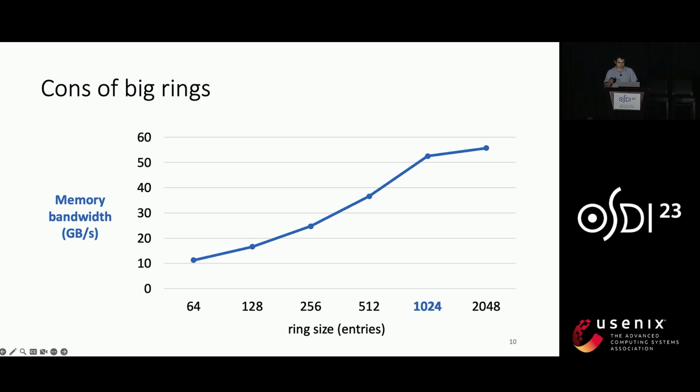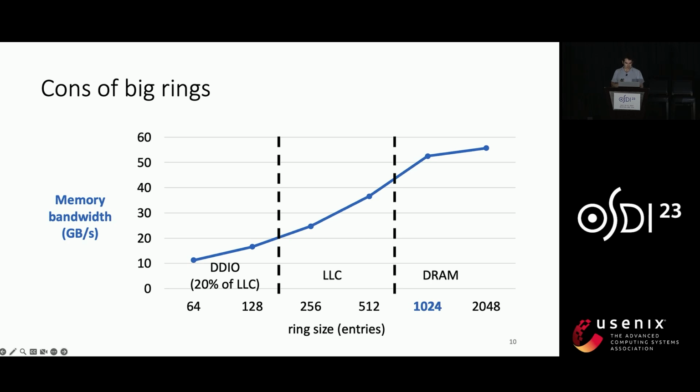We see that links smaller than 128, whose working set fits inside the DDIO portion of the last level cache, have less than 20 gigabytes per second memory bandwidth. Next, we see that links smaller than 512, which fit in the last level cache, but not in DDIO's portion of the last level cache, have less than 40 gigabytes per second. Finally, with links of 1,000 entries, which is the default or larger, the working set exceeds the last level cache, and all data goes through DRAM. So smaller links cause smaller working sets, which improve memory bandwidth.